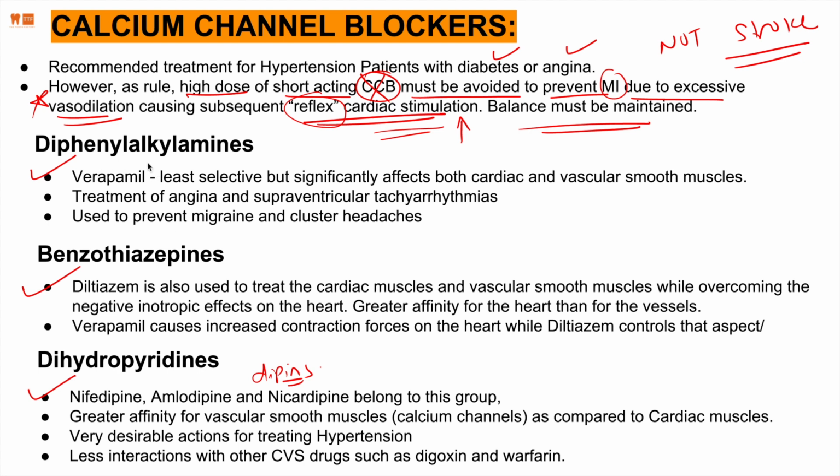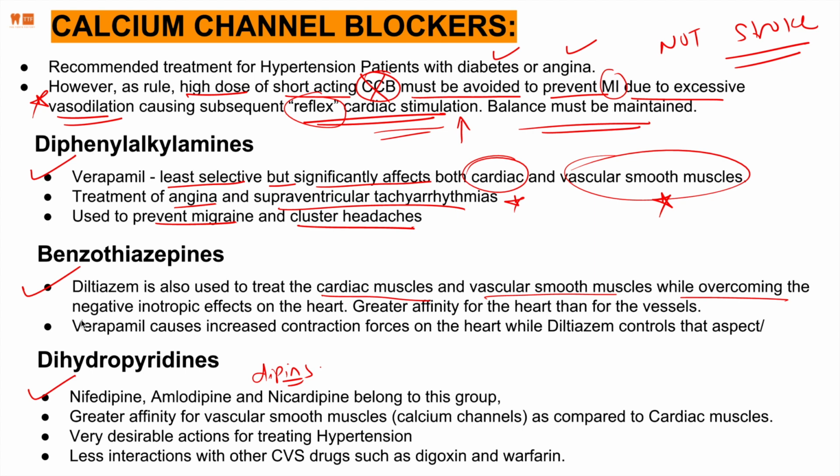Well, the diphenylalkylamines, the verapamils, are least selective, but significantly affecting both cardiac and vascular smooth muscle. However, our focus mainly with verapamil is blood vessels. Treatment of angina, supraventricular tachyarrhythmia is done by verapamil, calcium channel blockers, used to prevent migraine and cluster headaches. The diltiazem is also used to treat cardiac muscles and vascular smooth muscles while overcoming the negative inotropic effects of the heart. Greater affinity for heart than blood vessels, so this has to do with heart.